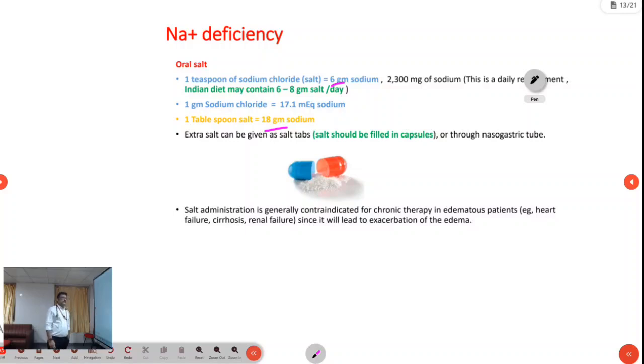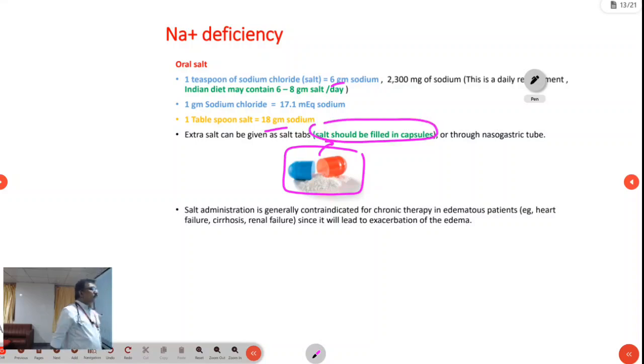You are supposed to correct the hyponatremia fast. So you can give excess salt, but taking more salt every day will not be palatable. So you fill the B complex tablet or some other capsule with salt and give it. Sometimes you'll have to give 12 gram, 16 gram salt. So normal diet with additional salt should be filled in capsules and given.